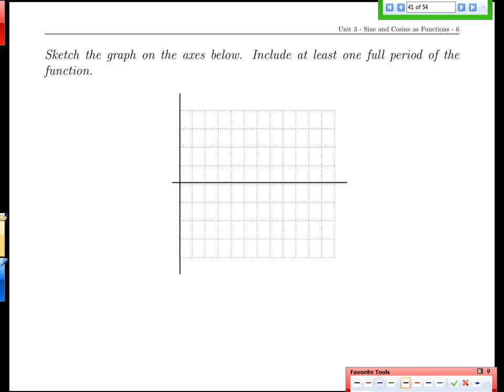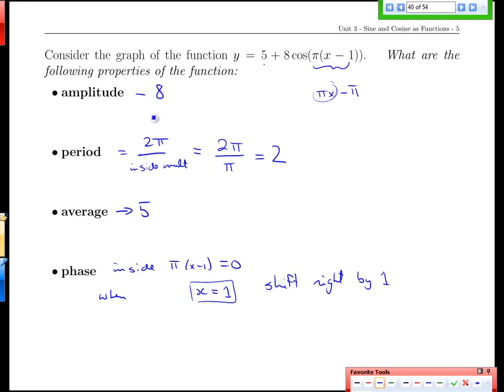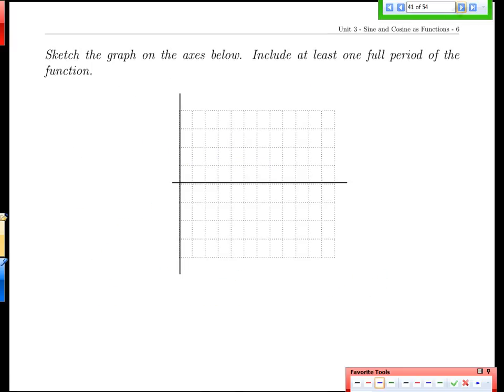And we'll do a little confirmation here. So let's sketch it and then we'll do the confirmation. We have an average of 5, so that's the starting point, along with the phase, which said we right shifted by 1. So let's put some labels on here: 1, 2, 3, 4, 5, 6. All right, so we have an upward shift by, let's call that 5.